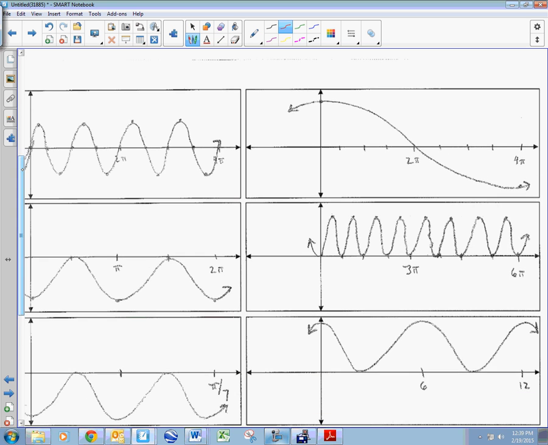Let's look at the first 2. You tell me when this graph starts to repeat itself. Tell me when I've done 1 full cycle. Yeah. So, how long did it take for it to do 1 cycle? Yeah, that's pi units. It's half of 2 pi. So the period in this situation is equal to pi. Now, some people don't like to look at that spot because it doesn't have a tick mark on it. Well, let me show you another way to think about it, okay?